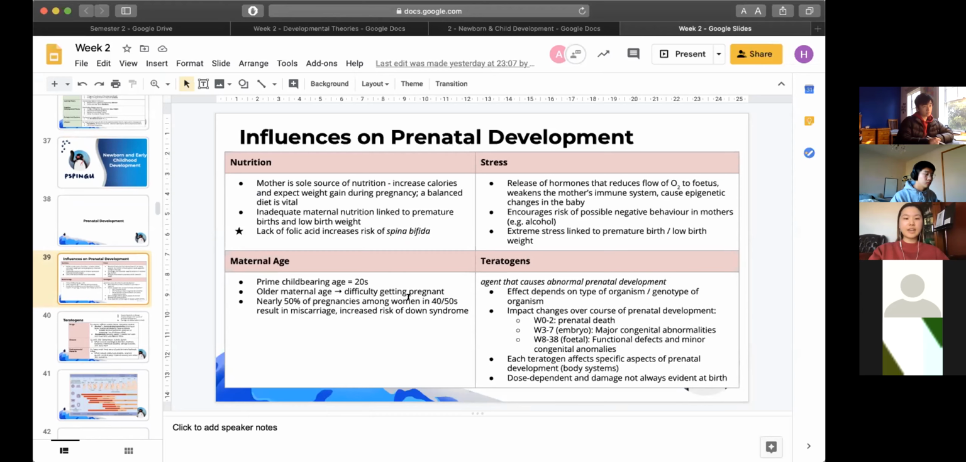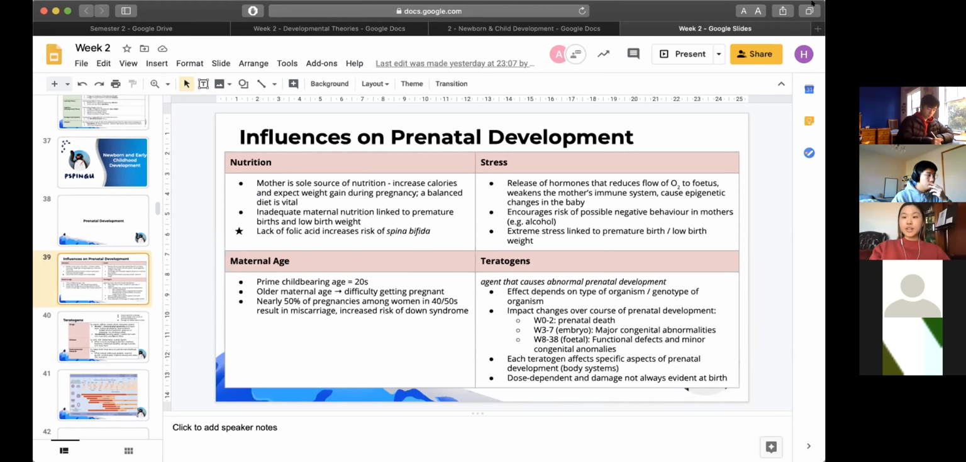Any inadequate maternal nutrition is linked to premature births and low birth weight. An example that they will give is that a lack of folic acid increases the risk of spina bifida. Sometimes it gets asked as a question, like, if the mother has a lack of folic acid in their diet, what is the child at risk of developing when they are born? And then you have to choose A, B, C, D, E.